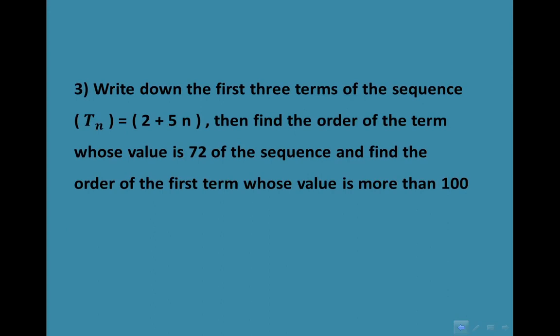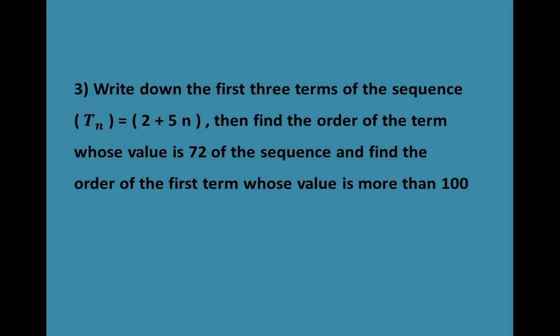Write down the first three terms of the sequence Tn equals 2 plus 5n. Then find the order of the term whose value is 72, and find the order of the first term whose value is more than 100. Here it is required to write the first three terms of this sequence.